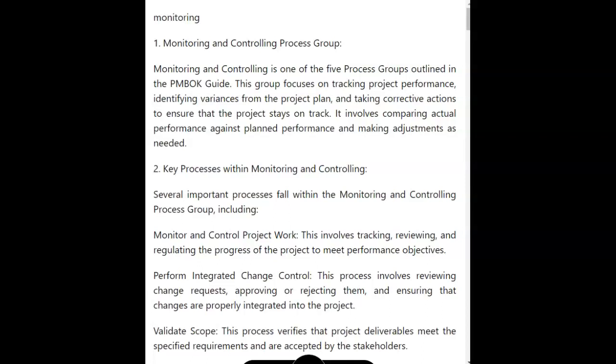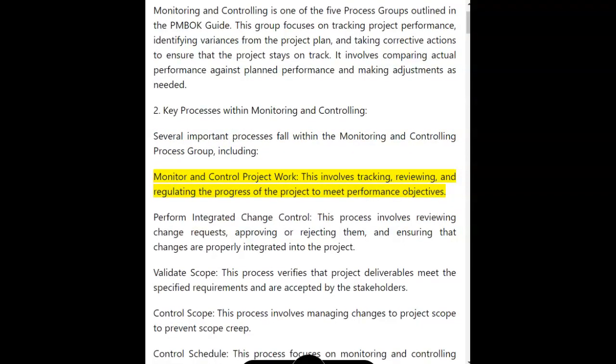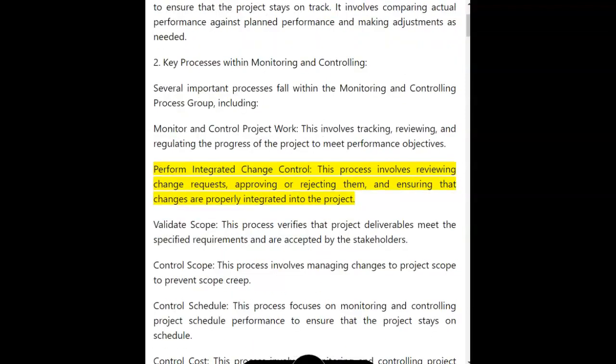2. Key processes within monitoring and controlling. Several important processes fall within the monitoring and controlling process group, including monitor and control project work. This involves tracking, reviewing, and regulating the progress of the project to meet performance objectives. Perform integrated change control. This process involves reviewing change requests, approving or rejecting them, and ensuring the changes are properly integrated into the project.